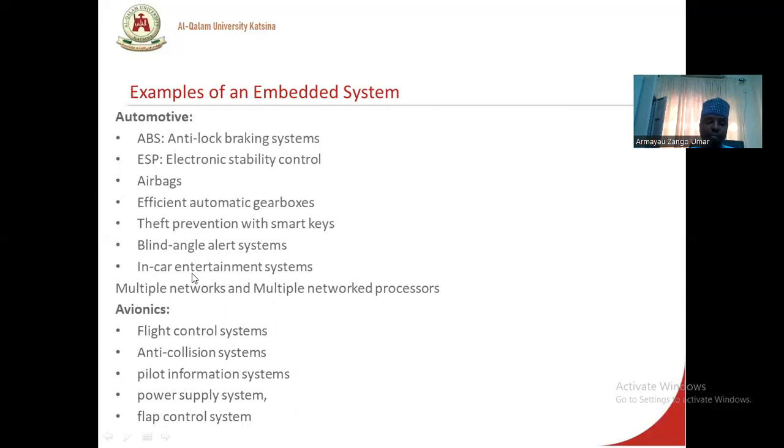Again, the pilot information system is a unit an aircraft is equipped with, holding so much information about moving aircraft. And even the power supply system of an aircraft has an embedded system. And we also have systems such as flight control. So you agree with me that in all of this, maybe with the exception of a car entertainment system, these kinds of systems require utmost dependability because it's a matter of life and death. Any slight mistake, if a software or embedded system fails, it can claim lives.